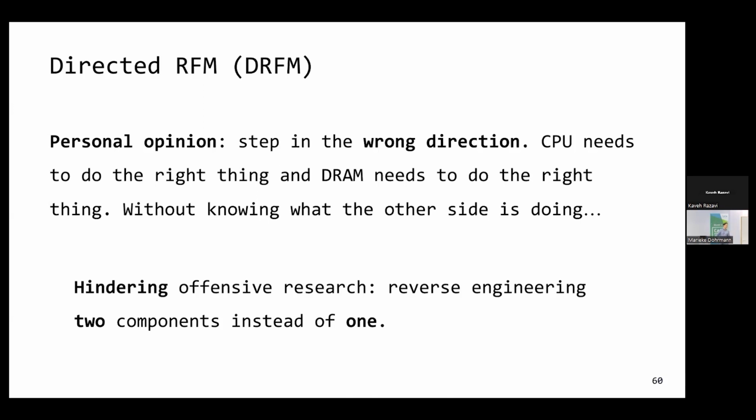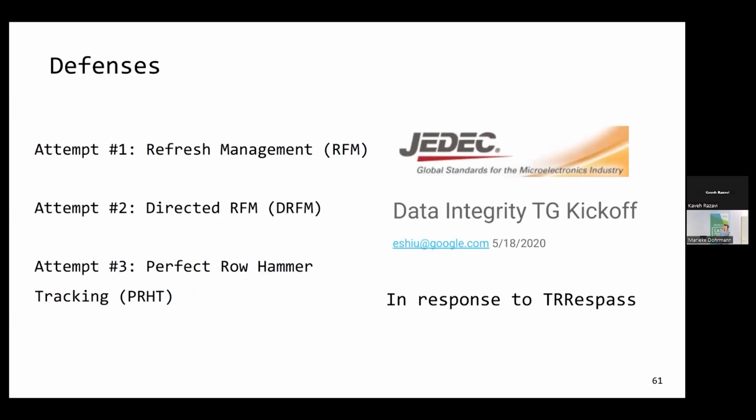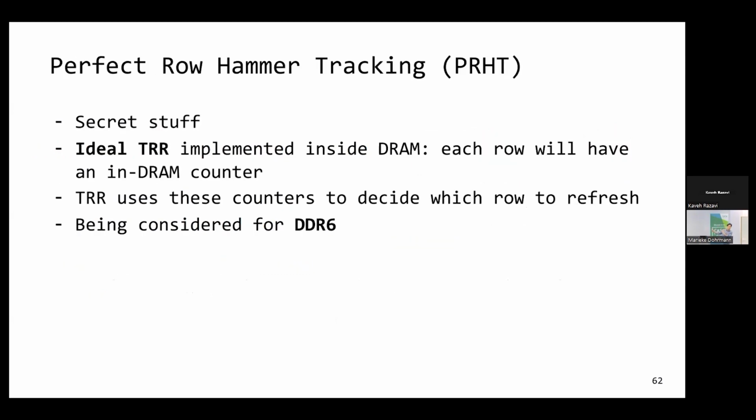So maybe what they did to fix it was to stop us from doing the offensive research, right? So maybe this is the solution that they found. Okay, finally, there is now something that is being discussed. It's called perfect Rowhammer tracking, or PRHT. So this is secret stuff, right? We are not supposed to know about it, but people talk, right?